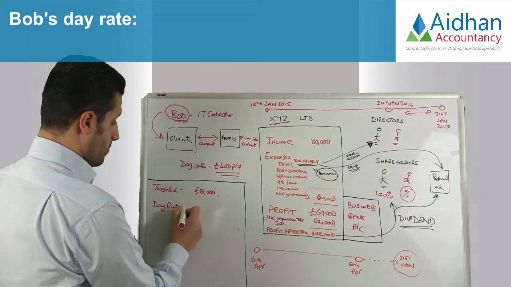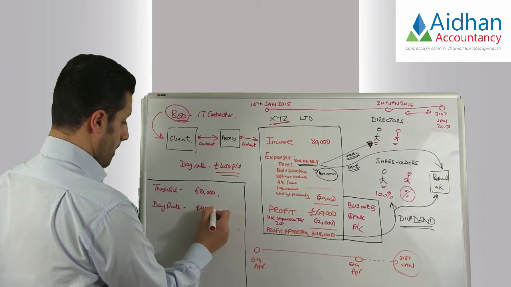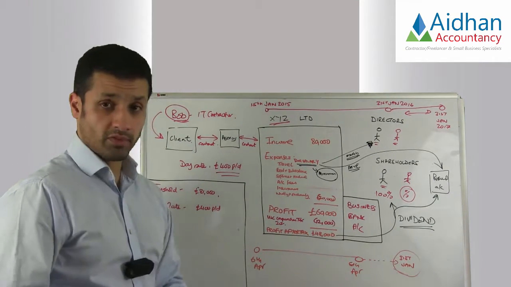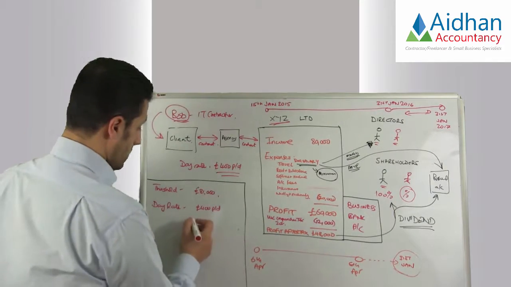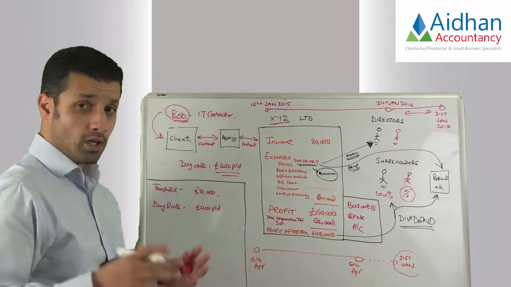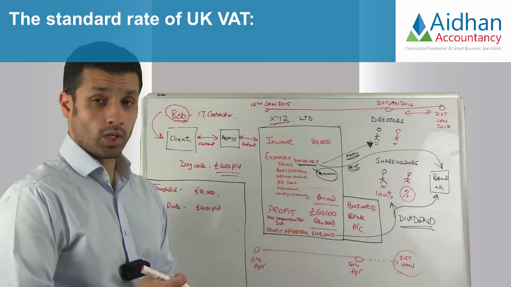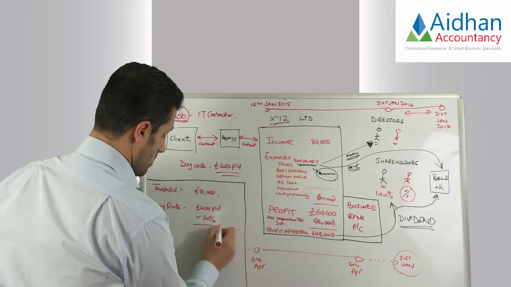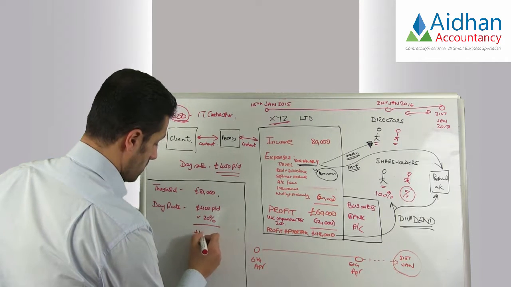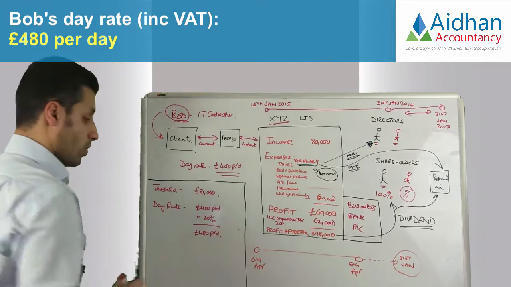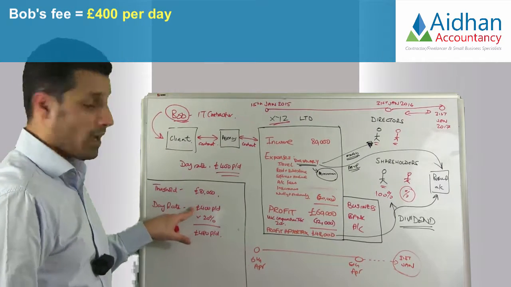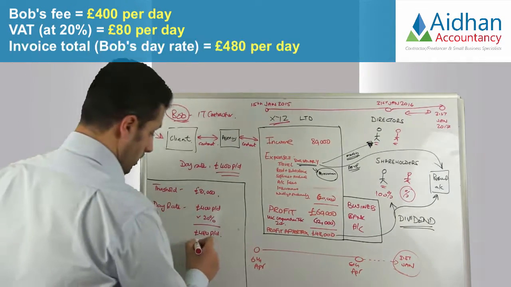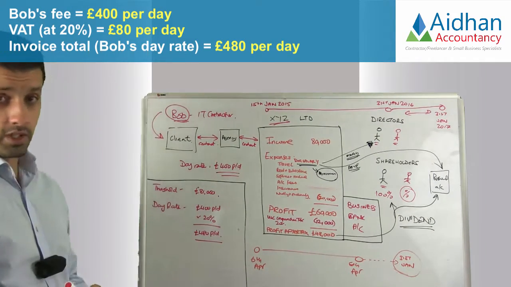Now we know Bob's day rate is £400 per day. Let's say Bob decides to register his company for VAT. Okay, if he does, he's then obliged to charge his end client the standard rate of UK VAT, which is 20%. So by adding on 20%, Bob's day rate goes to £480 per day. £400 a day being his fee, £80 per day being VAT. So he will invoice the equivalent of £480 per day to his client.